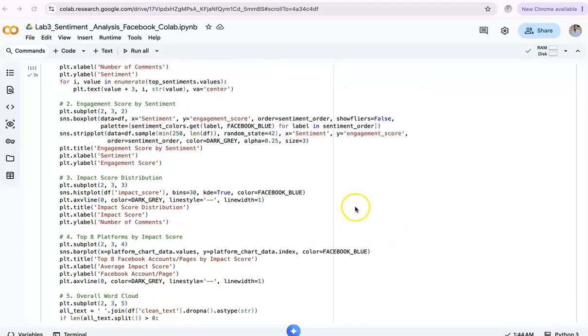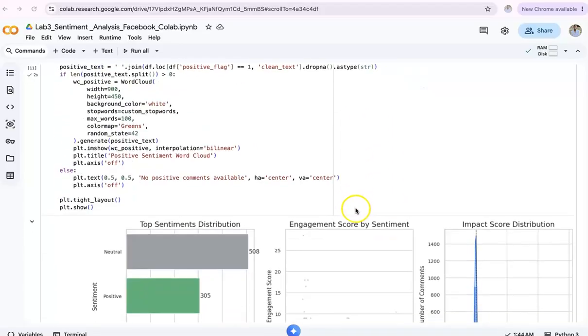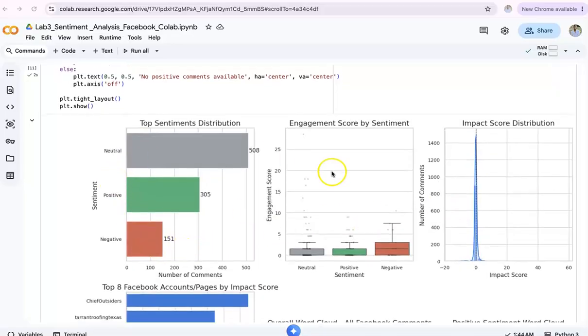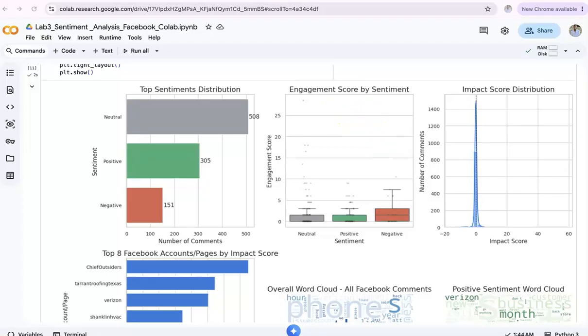So I have 6 visualizations for this analysis. The first visualization is a sentiment distribution chart. This chart shows that neutral comments are the largest group with over 508 comments, followed by positive comments that were over 305 and negative comments that were 151. The second visualization I have is engagement score by sentiment, and this is a box plot, and this chart compares the engagement score across neutral, positive, and negative comments.